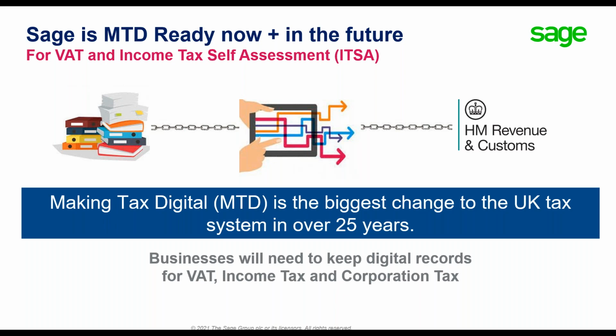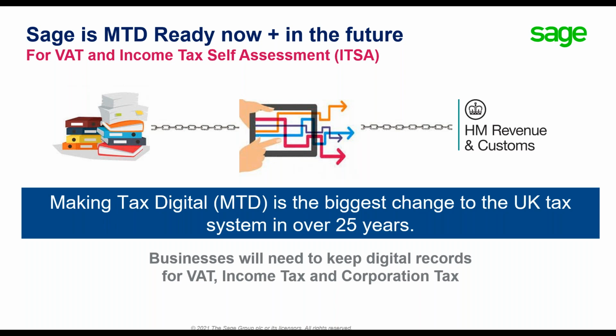So MTD, as it's known, legislates the digitisation of tax record keeping and submission for the three major types of tax. Starting with VAT in April 2019, moving to income tax in April 2024, which is for unincorporated businesses and landlords, and 2025 for general partnerships, and corporation tax in April 2026 at the earliest.